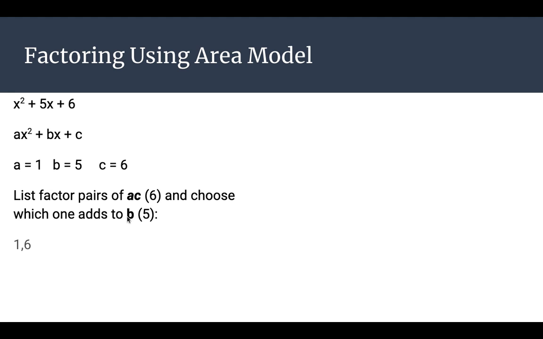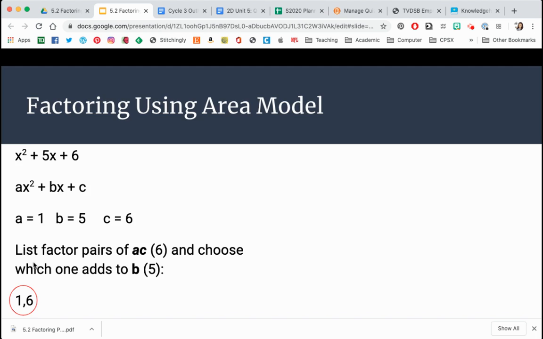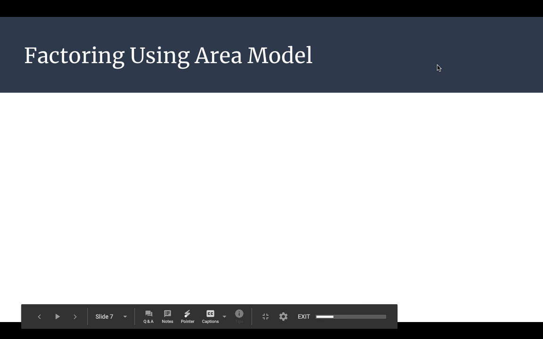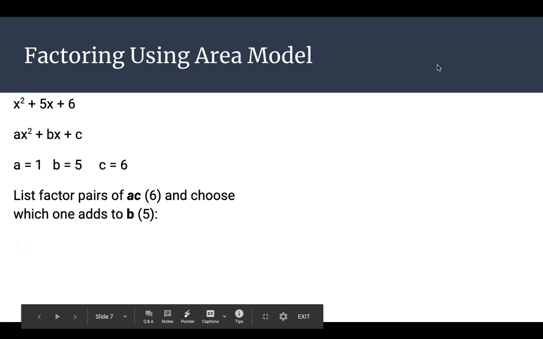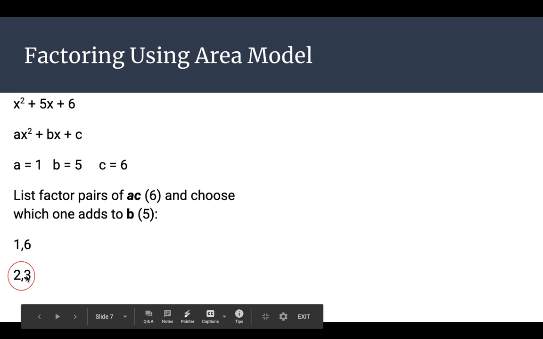So one factor pair is 1 times 6. Okay, that doesn't work because if I go 1 plus 6, I get 7. So that doesn't work. So now I'm going to go up. I'm going to go 2. Well, 2 times 3 is 6. And check it out, 2 times 3. Oops, I did not circle the right one. What am I doing, Miss Gilbert? Let's just do that like that. Oh, I have it right in the answer. Gosh, sometimes I wonder. Okay, so 2 times 3 gives me 6, and 2 plus 3 is 5.